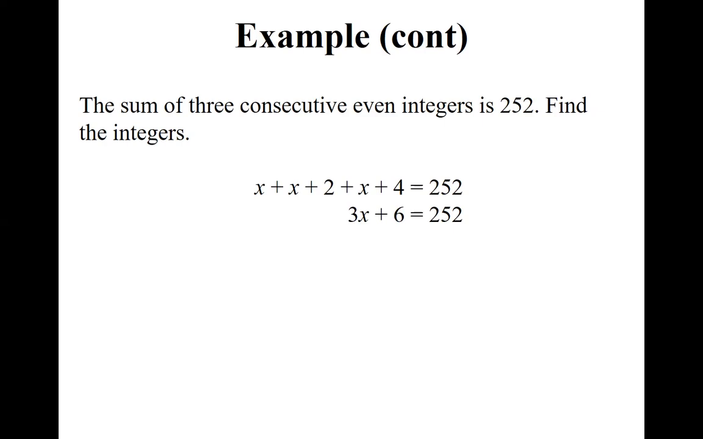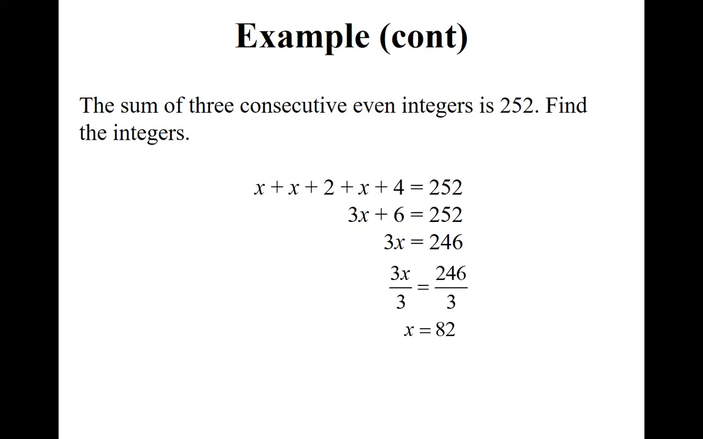Let's keep our 3x on the left. We want to get rid of the plus 6. We do that with minus 6. And we minus 6 from both sides. We're left with just the 3x on the left. And 252 minus 6 gives us 246. We want to get the x by itself. We need to undo multiplying by 3. We do that with dividing by 3. Divide by 3 on both sides, because whatever we do on one side, we have to do to the other. And we get x equals 82.